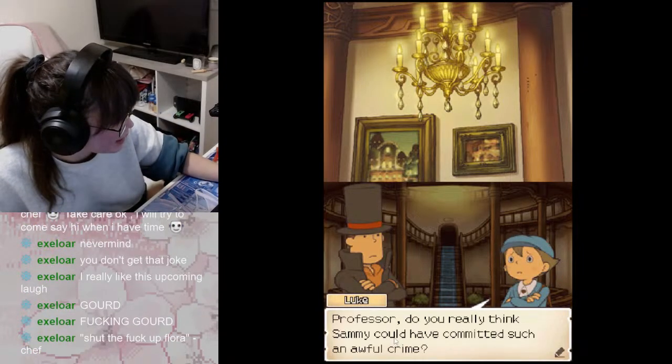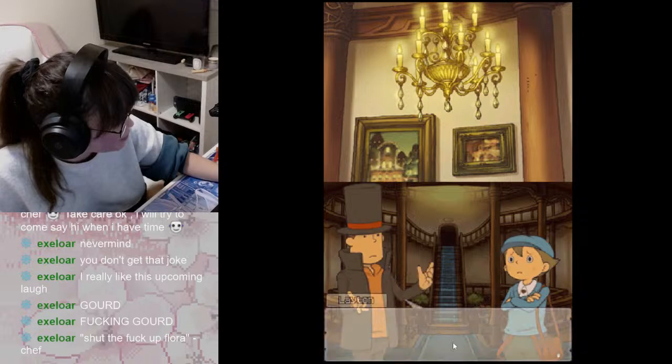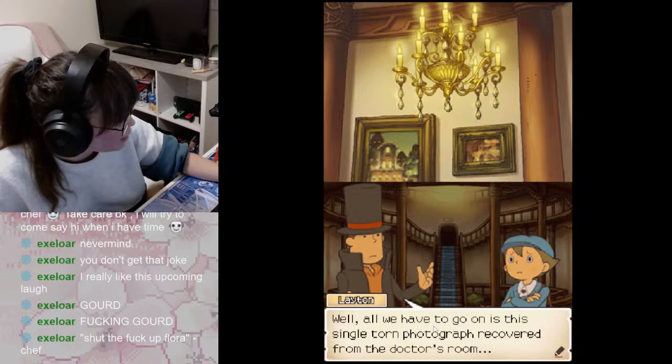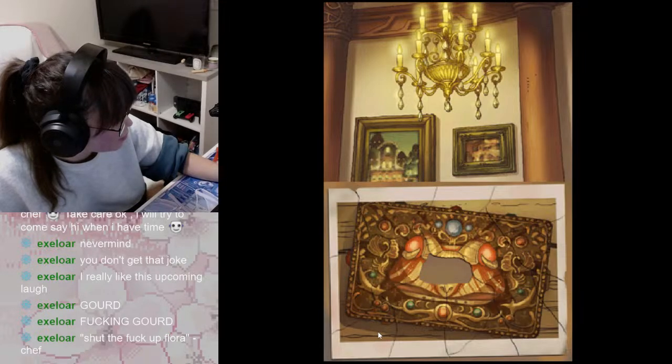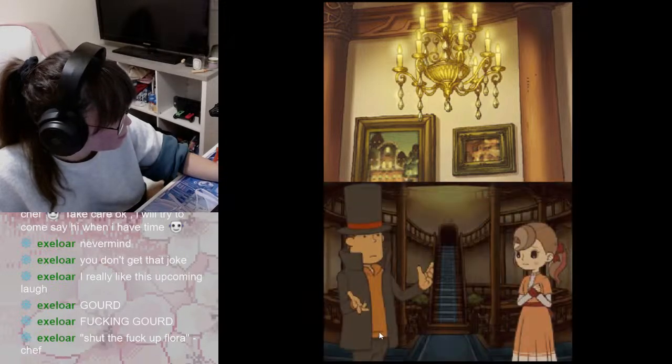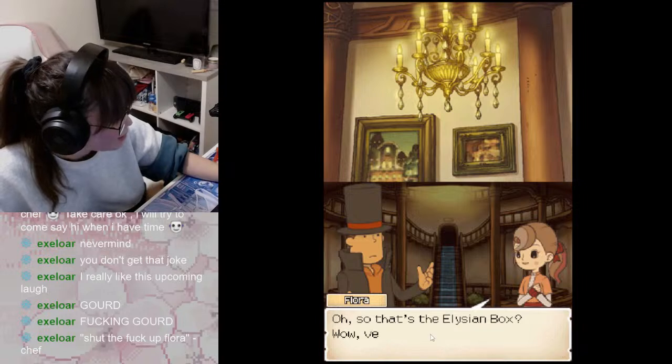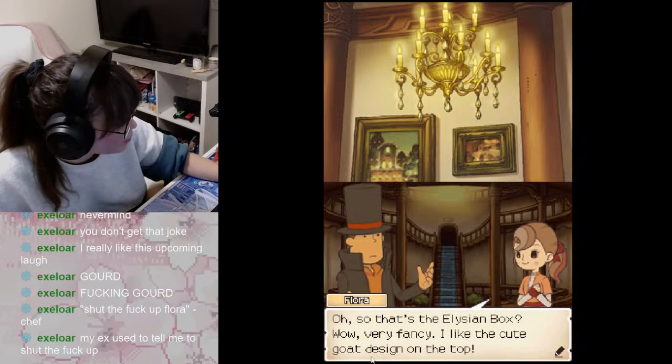Professor, do you really think Sammy could have committed such an awful crime? Well, all we have to go on is this single torn photograph recovered from the doctor's room. So that's the Elysian box? Wow, very fancy. I like the cute goat design on the top.